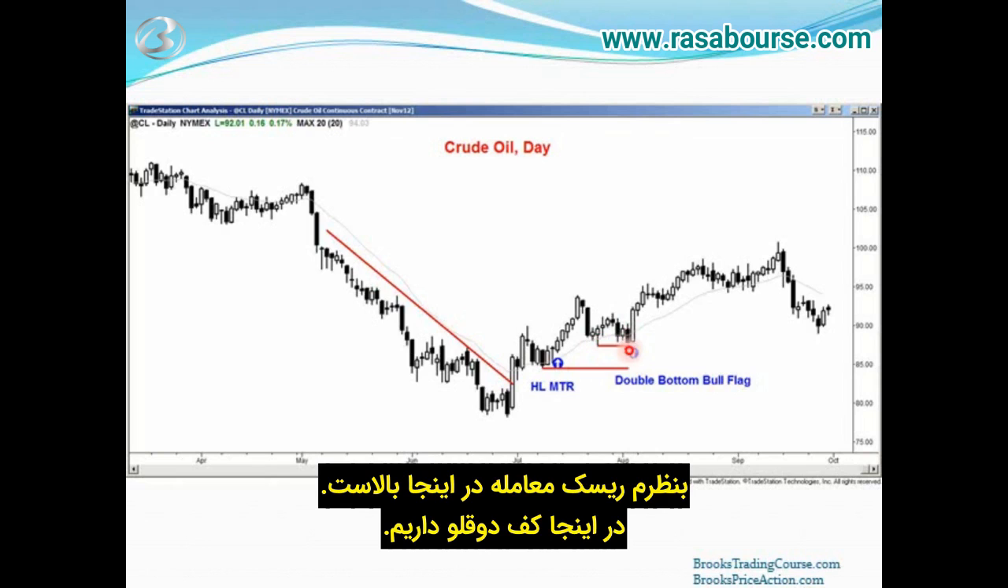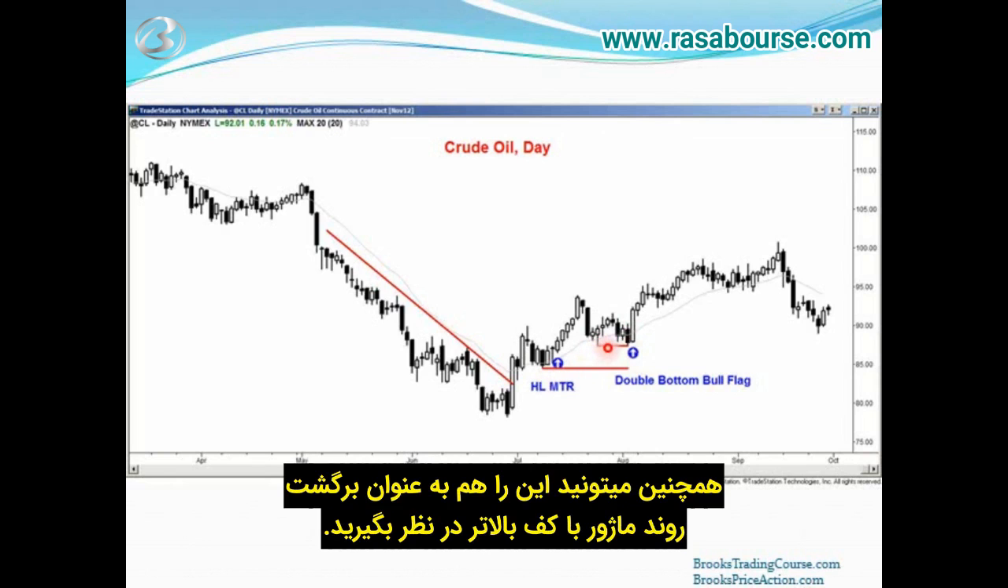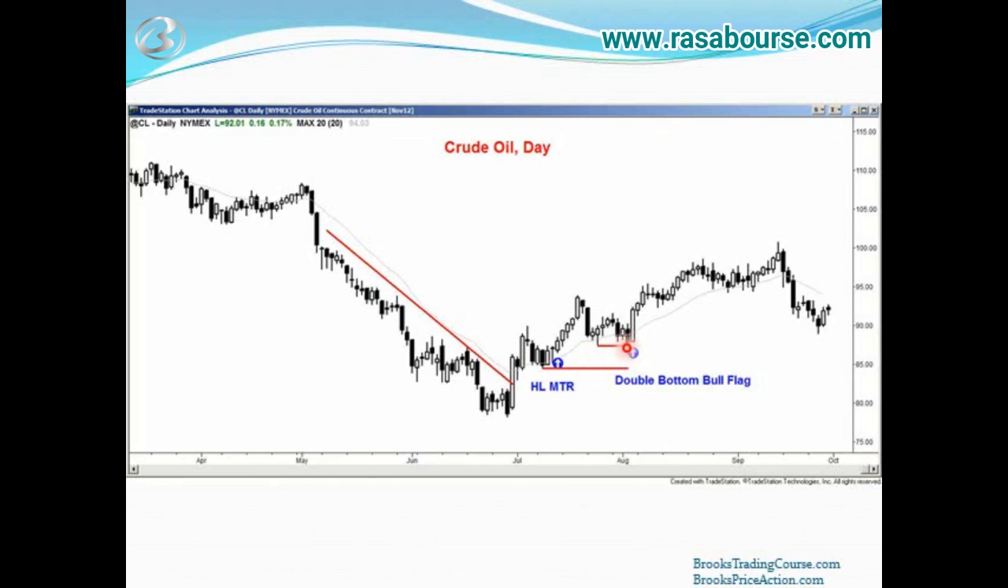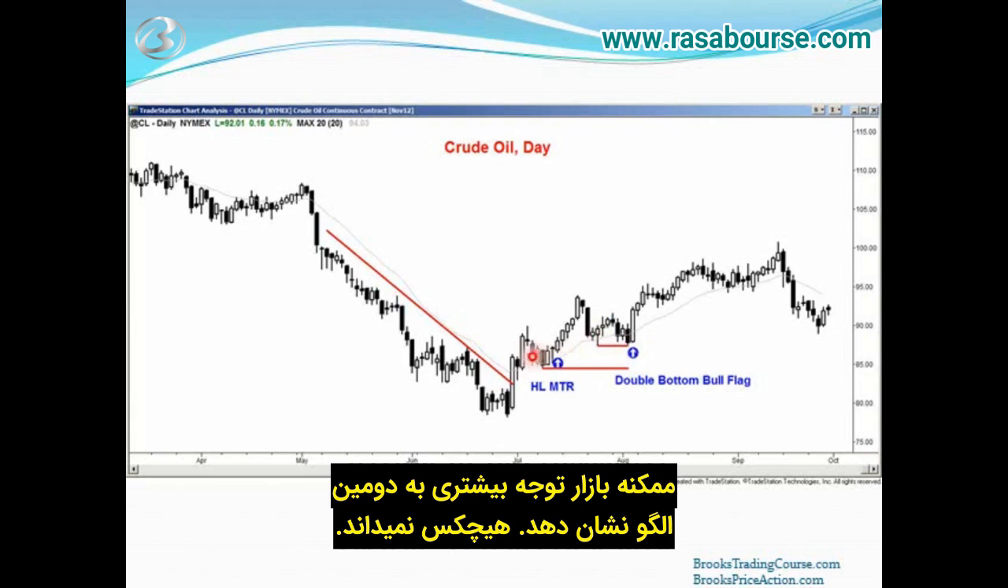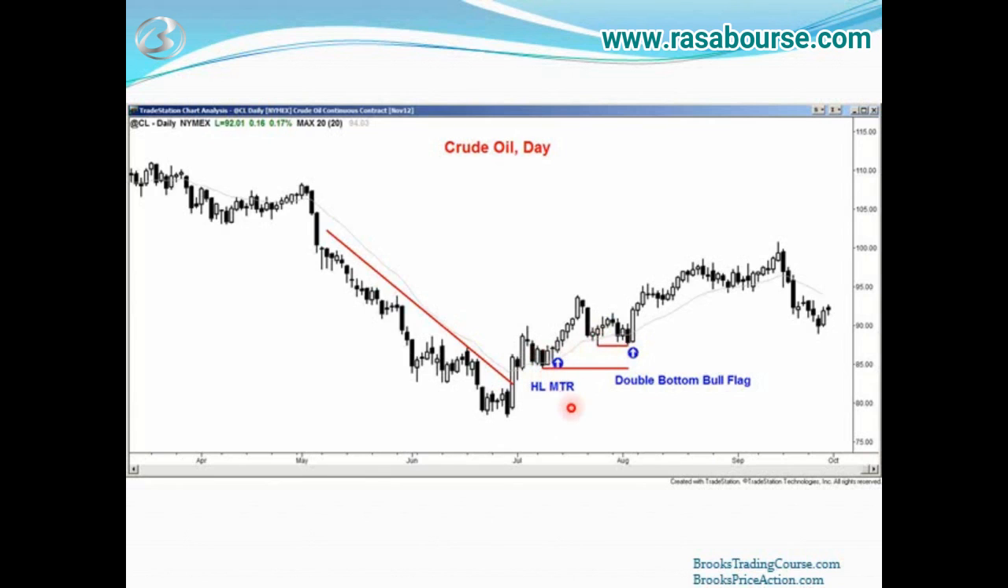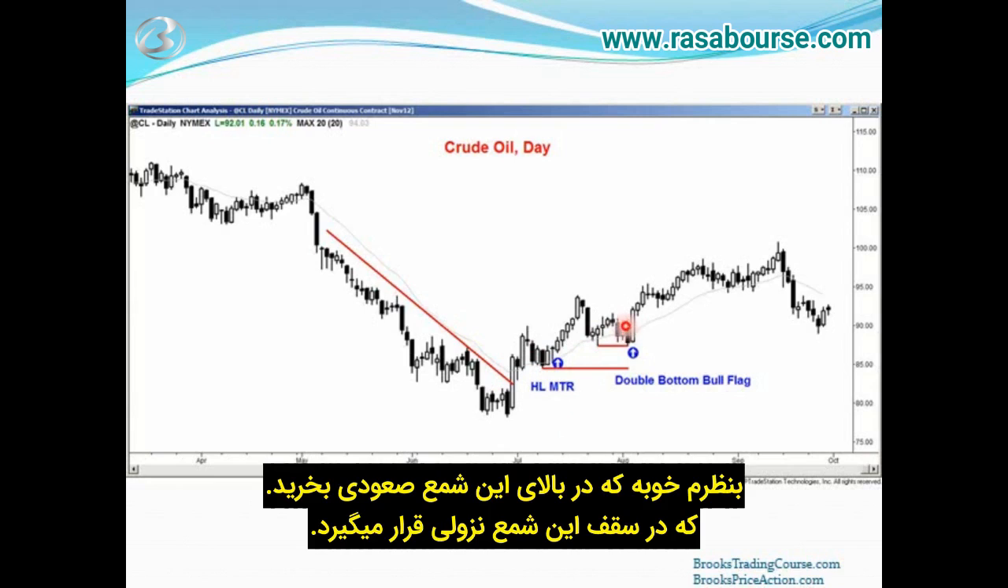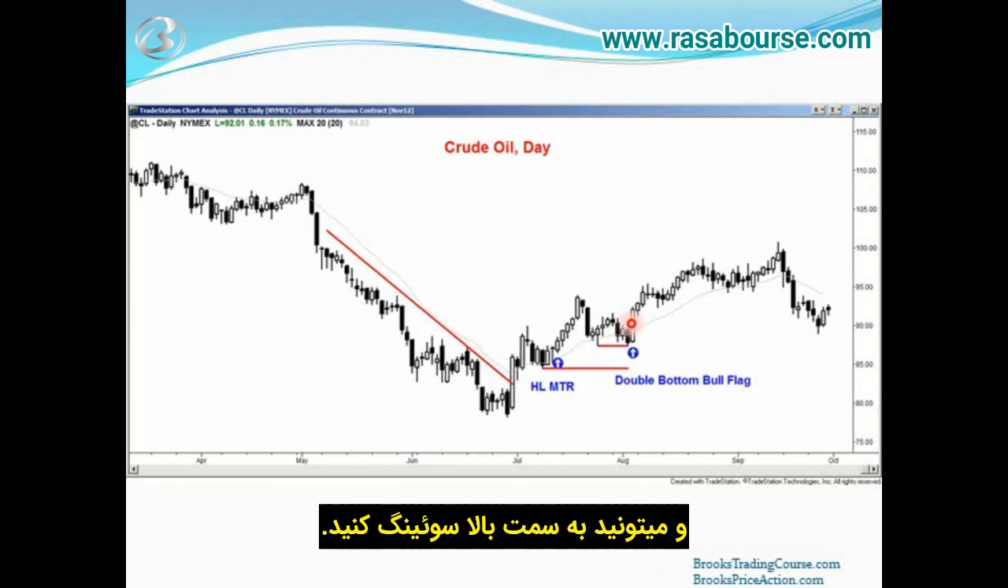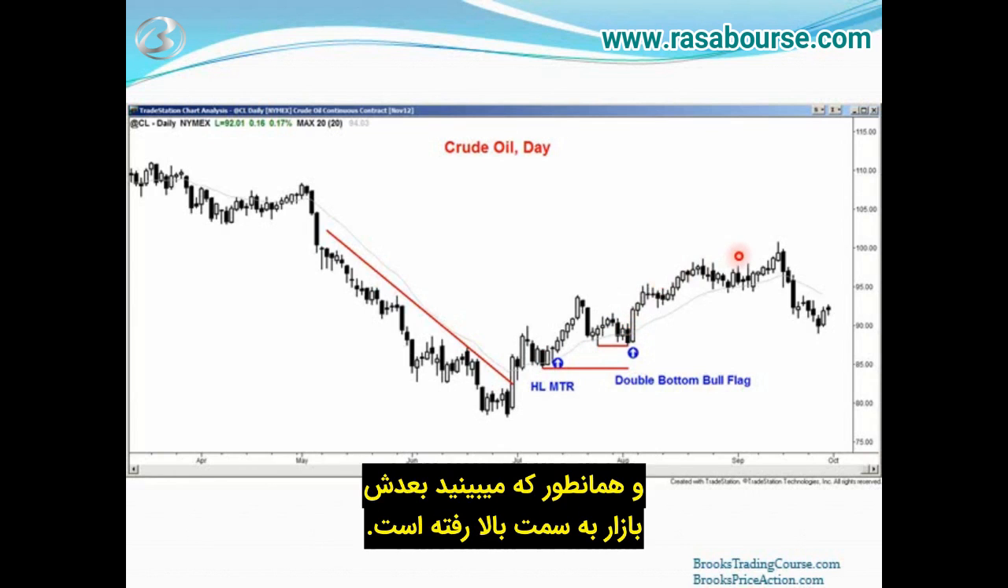With the double bottom and the higher low major trend reversal, you could also argue this is a higher low major trend reversal as well. The market might be paying more attention to this than to this. Nobody knows. I think it's okay to buy above this bull bar, which is the high of that bear bar, for a swing trade up, and the market did trade up.